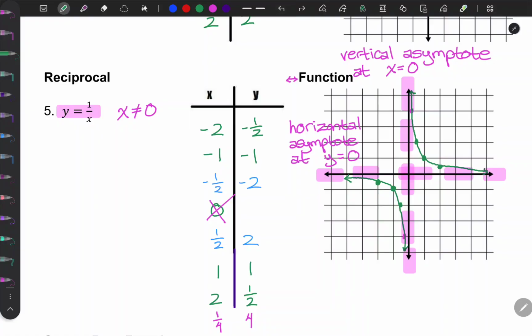All right, domain and range. Now this one, we do have a little bit of a limit on your domain and range because we said that x cannot be equal to 0. And also we know that y will not be equal to 0. So our domain is x such that x is not equal to 0, but x can really be anything else.